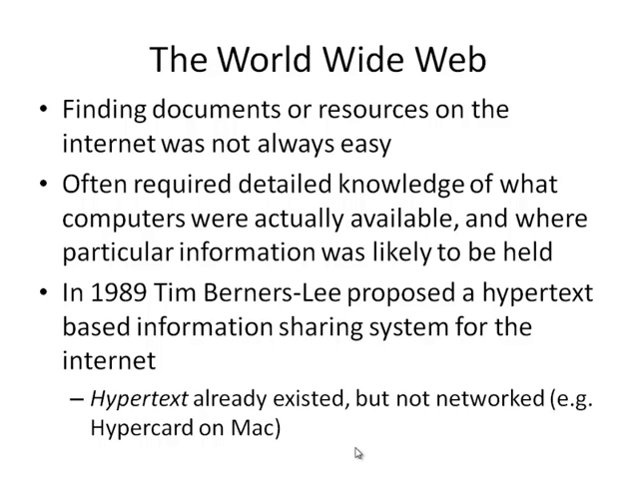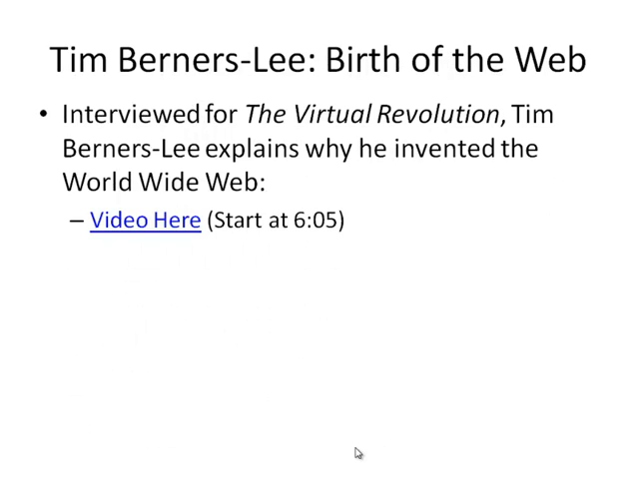In 1989, Tim Berners-Lee proposed a hypertext-based information sharing system for the internet. Now, hypertext already existed. This is text documents where you've got some forms of links between different documents, and so you could be in one page, click on a link and be taken to another page. Hypertext already existed, but not really networked in this way, for example through apps like HyperCard on Macs.